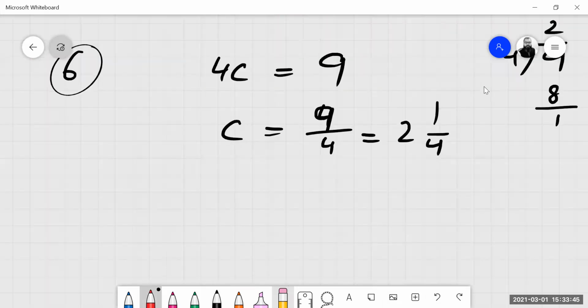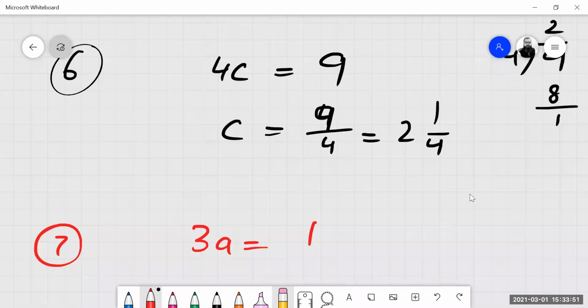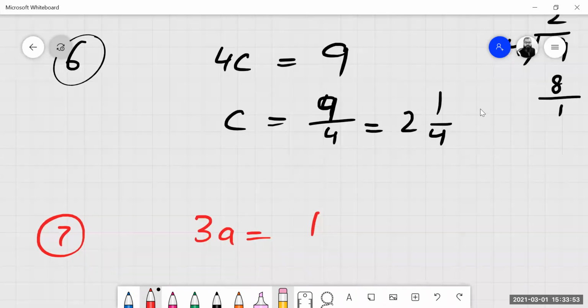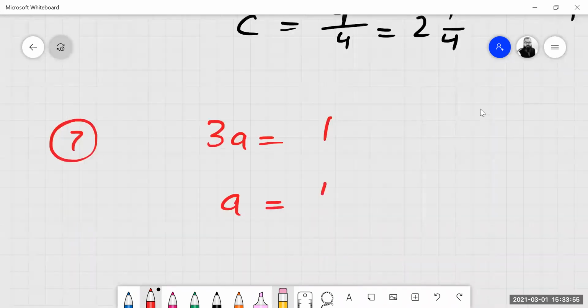Okay. Any confusion? Is it clear for everyone? Yes, it's so clear. When we bring this 3 to the other side, it will divide. So this is already the simplest form. So 1 over 3 is the answer.